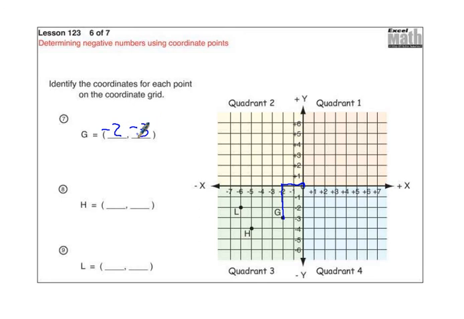Negative 2, negative 3. How about H? How do I get there? Negative 5, right? Negative 4. Negative 5, negative 4 is where H is. What about L? Negative 6. Negative 2. Negative 6, negative 2 is correct. All right, and that's it.